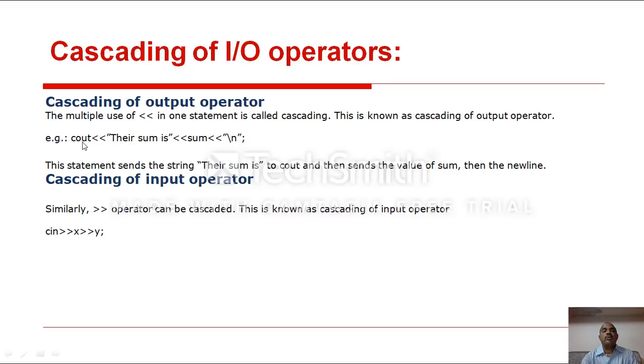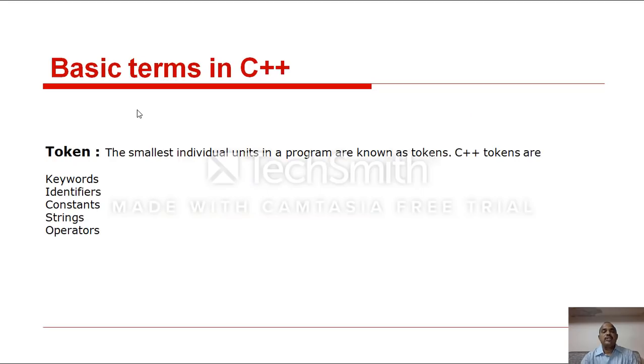So cout is an output statement or function, and this is called the insertion operator. This type of example or statement is called cascading of input output operators. Clear? Next is basic terms in C++. Tokens: the smallest individual unit of a program is known as a token in C++. Clear, all of you?